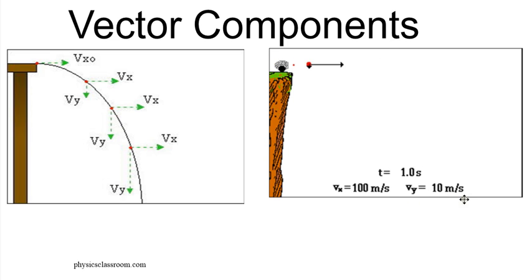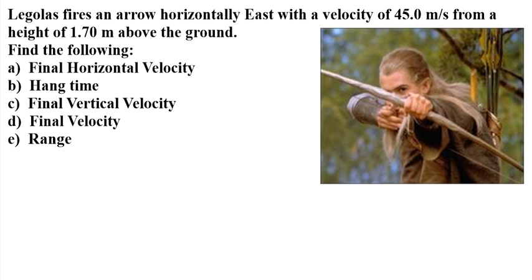Now, this animated picture here is assuming a 10 meters per second squared acceleration, which is good enough for this example, but for our calculations, we are using 9.8 meters per second squared. So let's give this a try. We are going to find the final horizontal velocity, the hang time, the final vertical velocity, then the final velocity, and then the range for this problem. Legolas fires an arrow horizontally east with a velocity of 45.0 meters per second from a height of 1.70 meters above the ground. We want to find each of these.